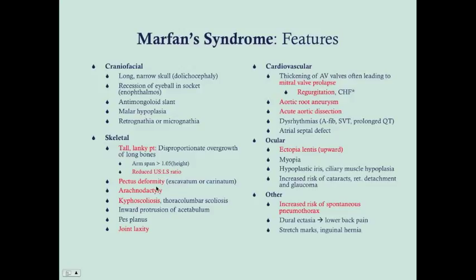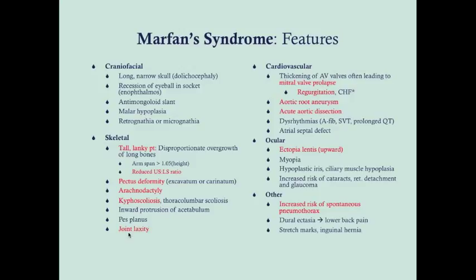Pectus deformity is commonly seen, particularly pectus excavatum, but you can also see the pigeon chest as well, pectus carinatum. Arachnodactyly is a very common feature in most Marfan syndrome patients. Kyphoscoliosis can be seen, as well as thoracolumbar scoliosis. You can also see an inward protrusion of the acetabulum. Typically, though, this is asymptomatic, so you'll need to get a radiograph to see this. Pes planus is a common feature of Marfan syndrome. That's the flat foot. But they can also have an arched foot, and they can also have deformities of the hind foot, and they can have club foot as well.